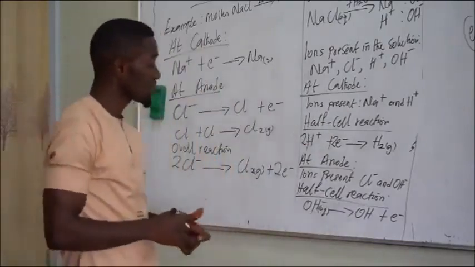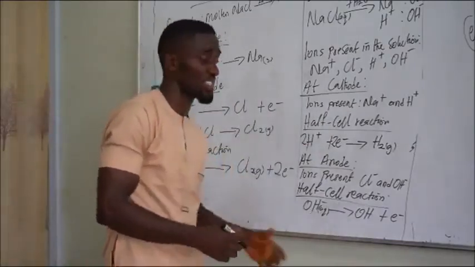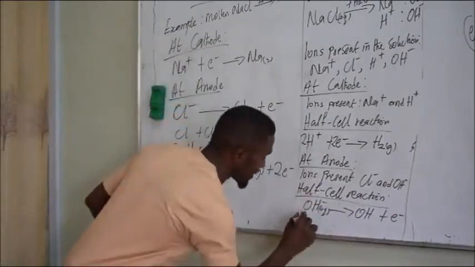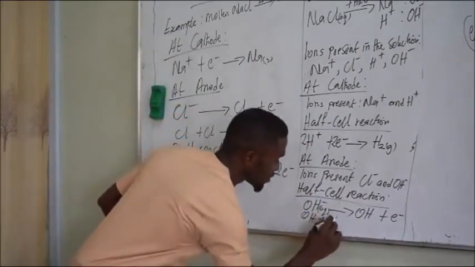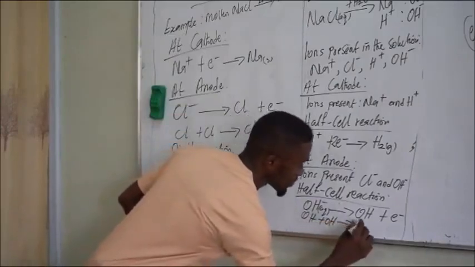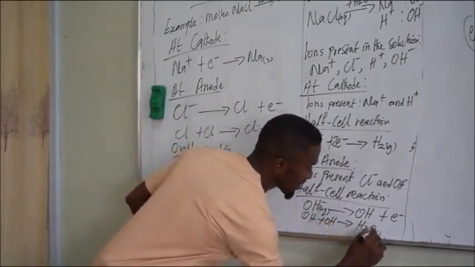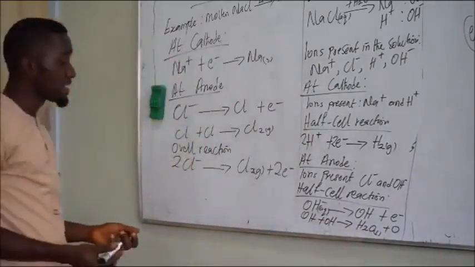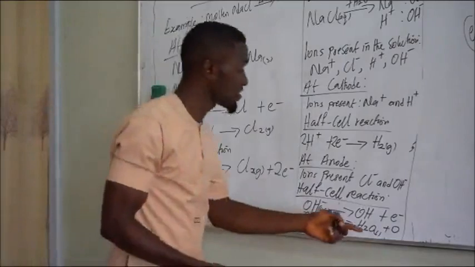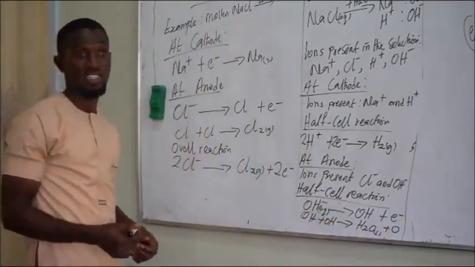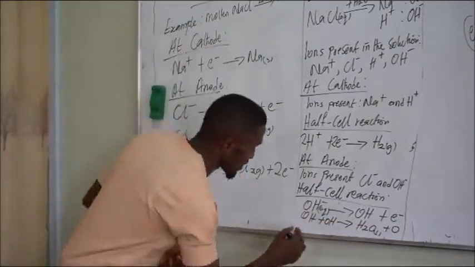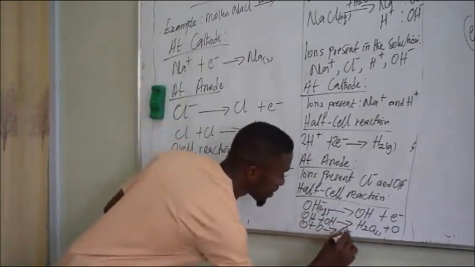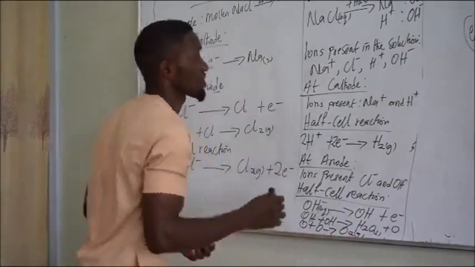Now, you remember that the hydroxide cannot just exist like this. So what happens is that it combines with another hydroxide to produce water and oxygen. And remember, oxygen cannot just exist as a monoatom. It exists as diatomic because it is a gas. So the oxygen combines with another oxygen to produce oxygen gas.